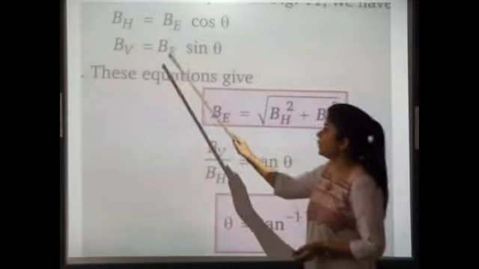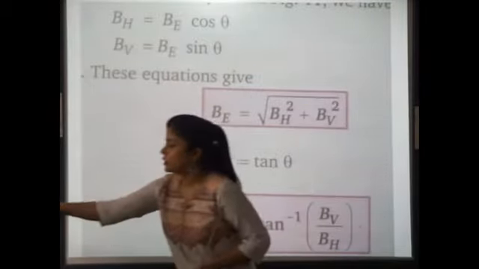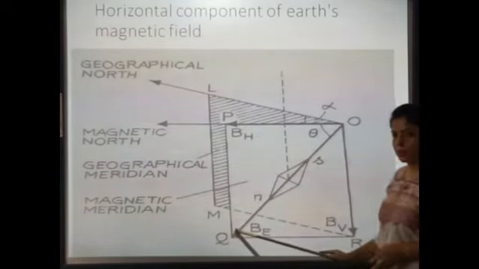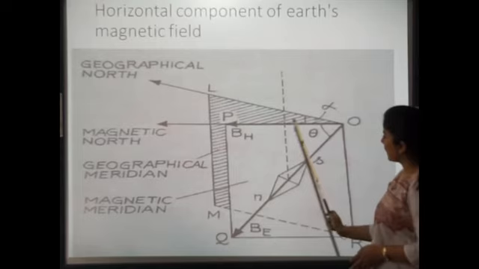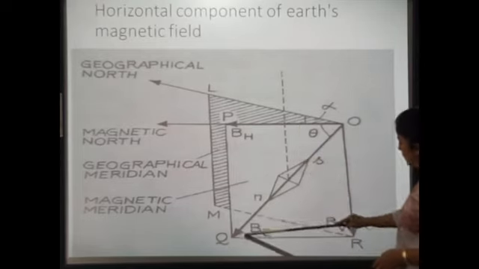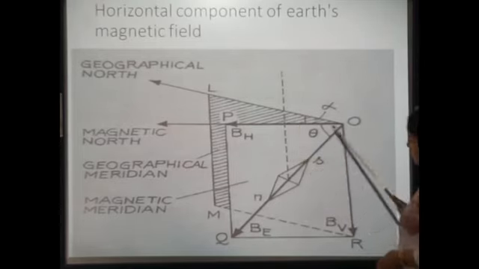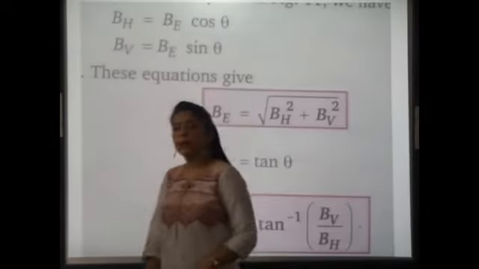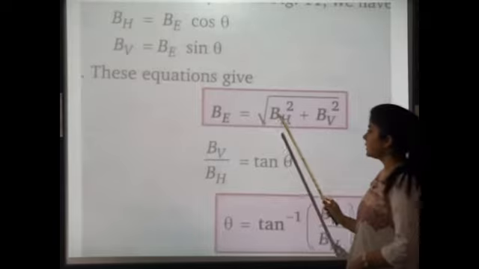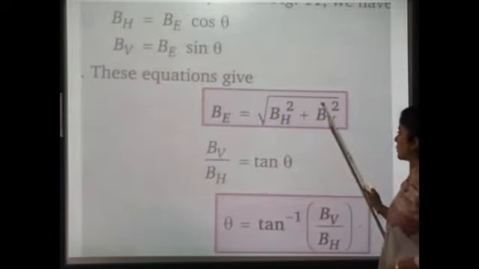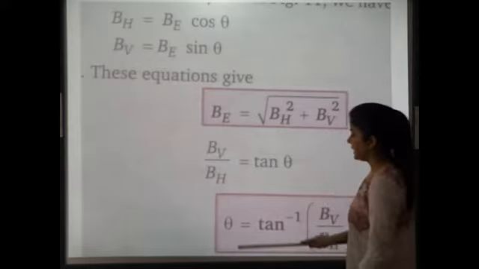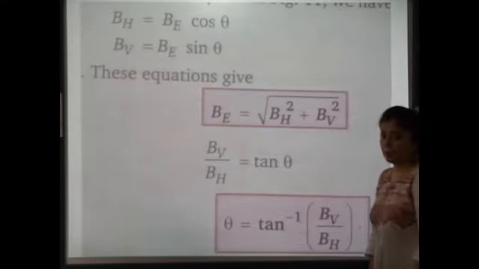Now to find the value of BE in the previous image. This BH side is base. This side is perpendicular. So this becomes a right angle triangle. So you can use the Pythagoras theorem to find BE. Pythagoras theorem is BE square is equal to BH square plus BV square. So from here, you can find theta, that is angle of dip.